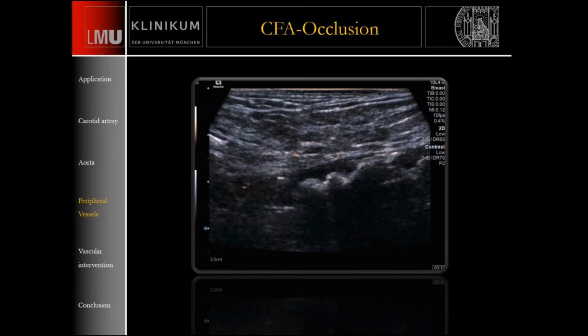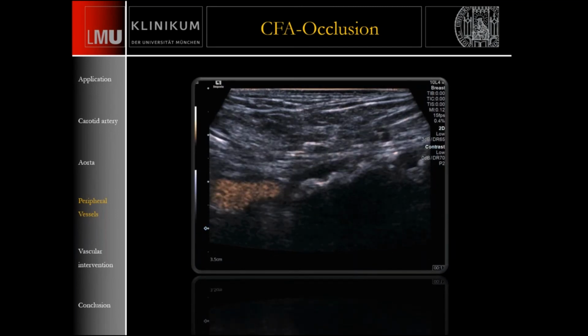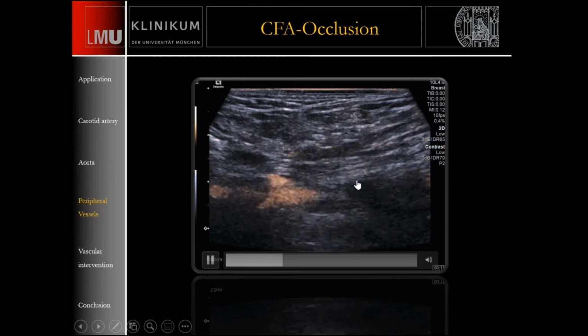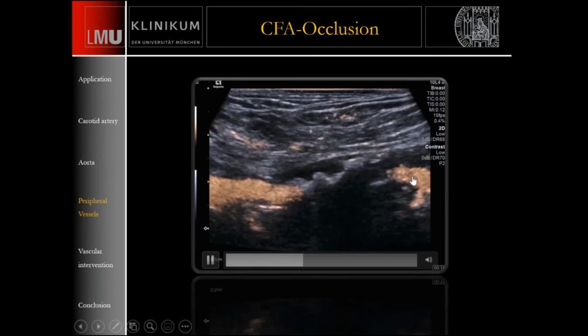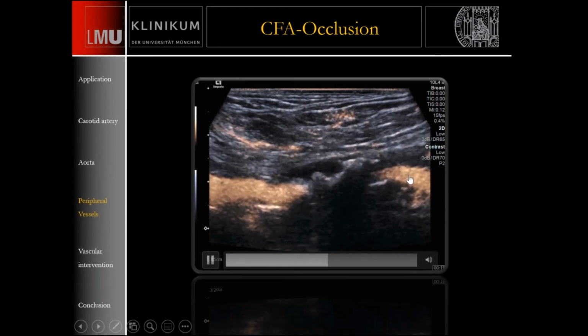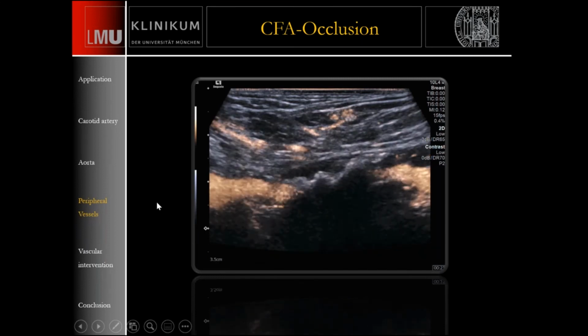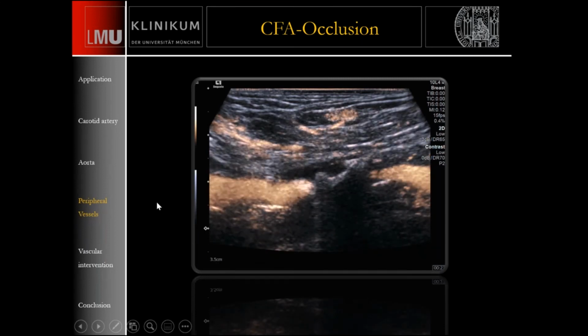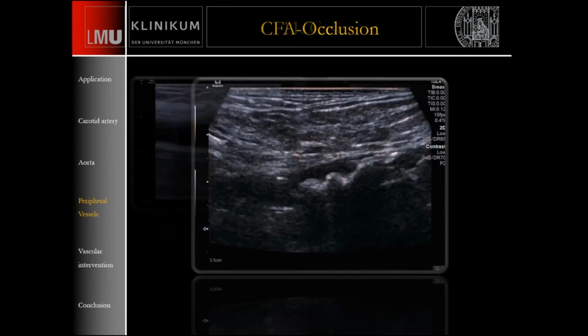By looking at contrast ultrasound, you see this is the vessel. Then you see an occlusion in this area. Then you see kind of collateral vessels here. So it's a short occlusion of the common femoral artery as we detected here.